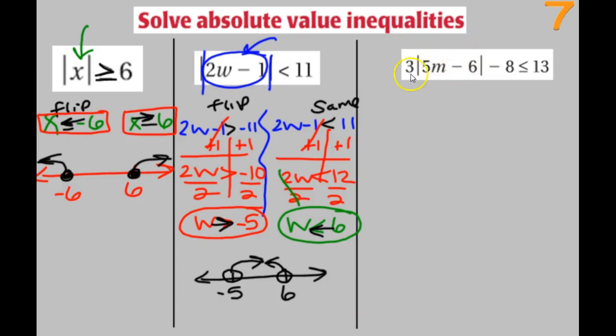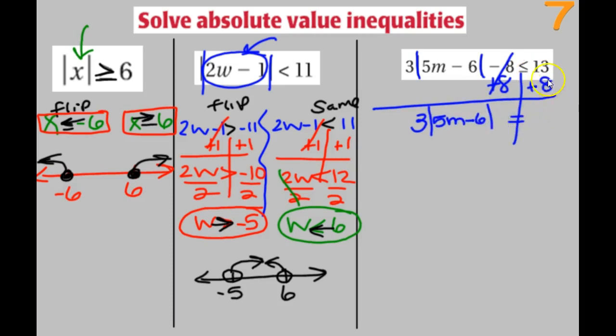Last one like this. We need our absolute value by itself before we can write 2 equations or inequalities. So let's get rid of the outside adding and subtracting first. So we have 3 absolute value of 5m minus 6 equal to now 8, 9, 10, 11, 21. And then get rid of that by dividing by 3. And we have the absolute value of 5m minus 6 equal to 7.